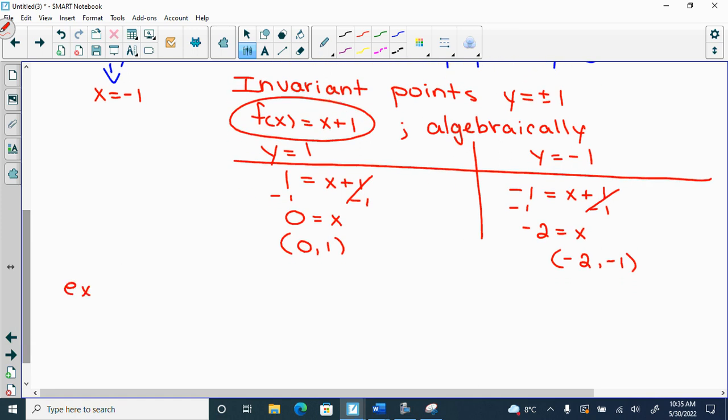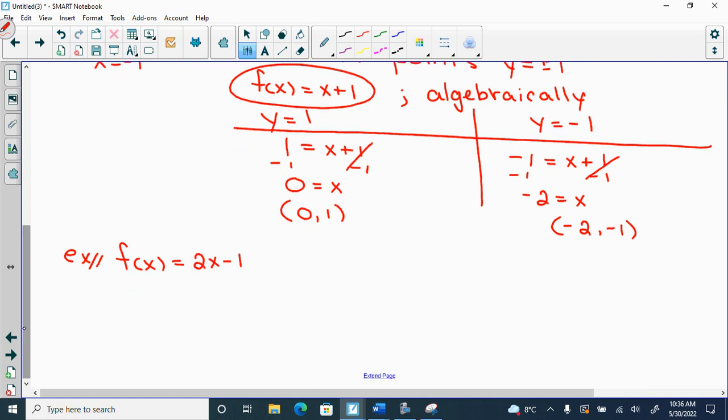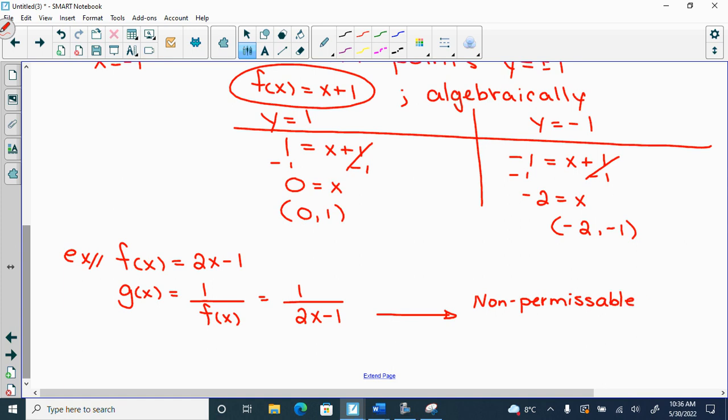So I'm going to give you an example now and say f of x equals 2x minus 1. I want g of x equals 1 over f of x. So I want the reciprocal function. So my reciprocal function is actually 1 over 2x minus 1. We agree? What is the non-permissible value? We take 2x minus 1 and we say it can't equal 0. 2x can't equal 1. x can't equal a half.